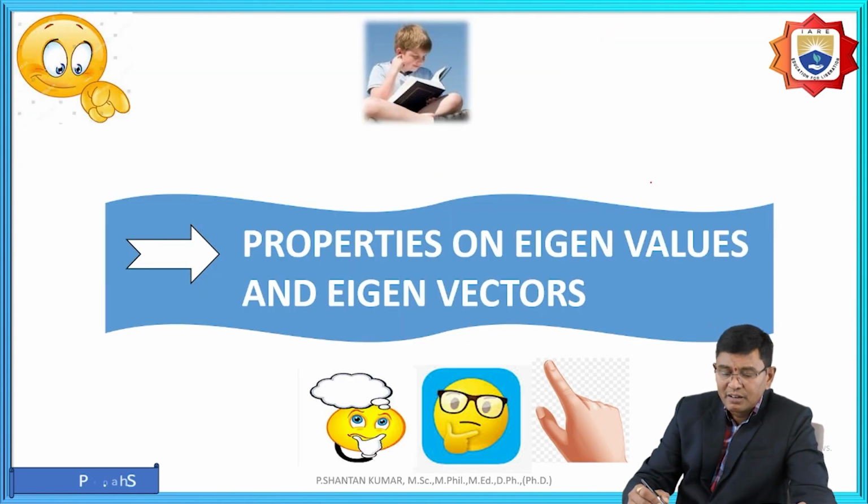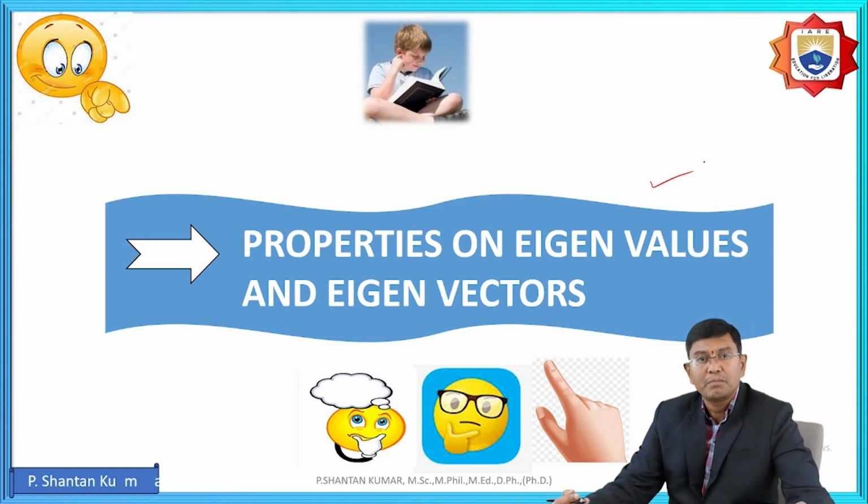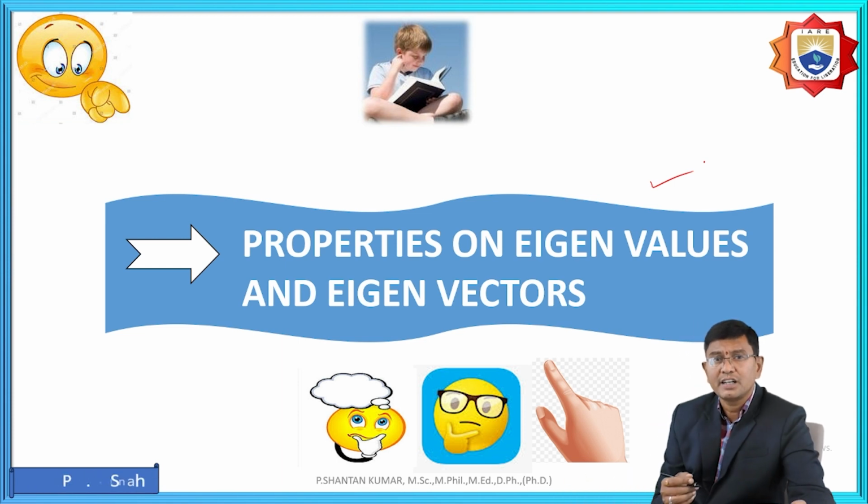And again here, what are the properties after finding the eigenvalues and eigenvectors? Is there any property of eigenvalues and eigenvectors? Here are the properties of eigenvalues and eigenvectors. This is also very important to understand. If we understand these properties, then it is easy to calculate the further steps and conditions.